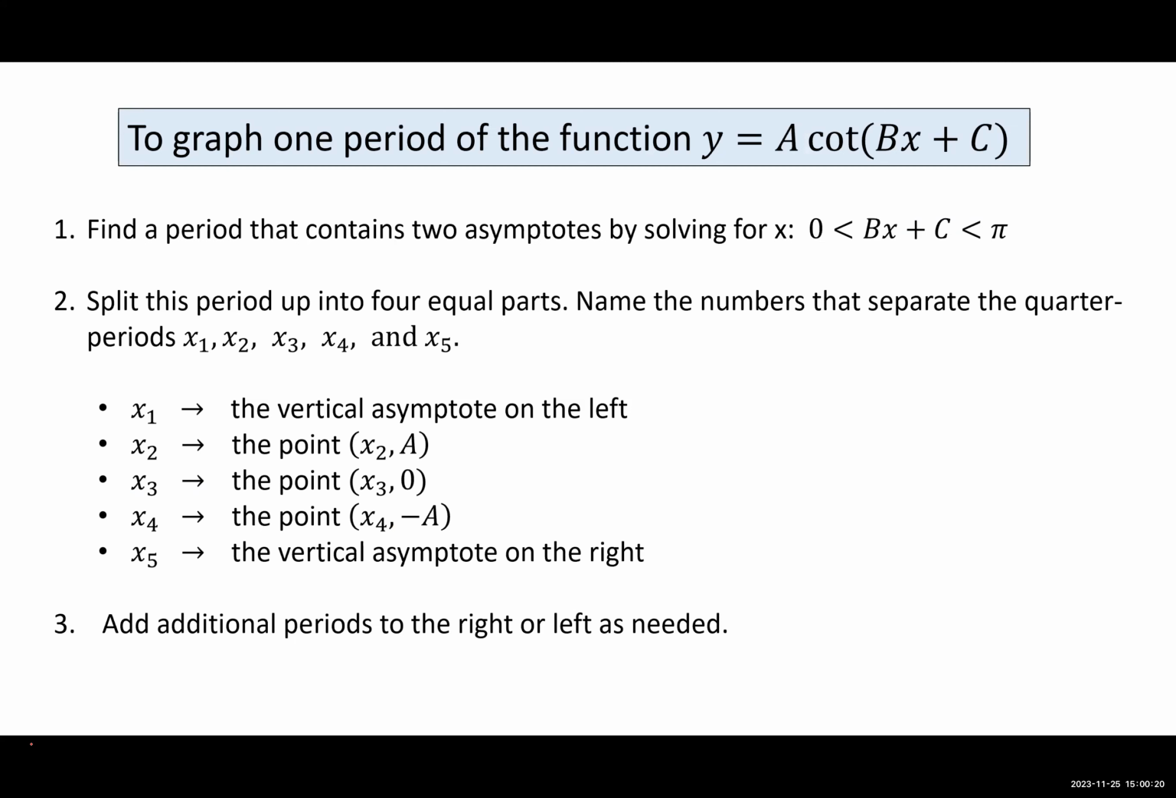So again, this is the exact same slide. Just almost the exact same slide. Just very, very slight difference. Instead of at the very top in this blue bar saying to graph one period of the function y equals a tangent of bx plus c, now we're looking at the cotangent of bx plus c. And the only difference is right here. For the tangent function, that first point is x2 comma negative a. And the fourth x4 would become a positive a. For the cotangent function, those two are switched. Okay, that's the only difference.